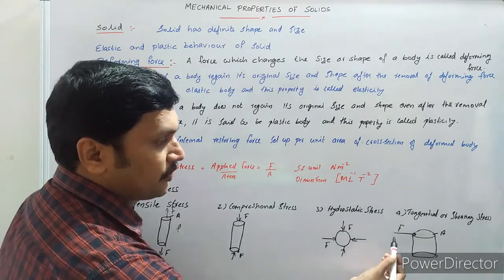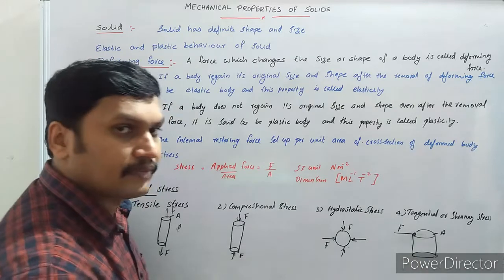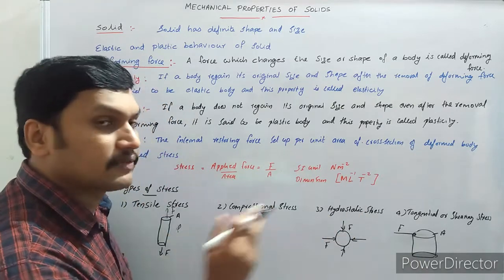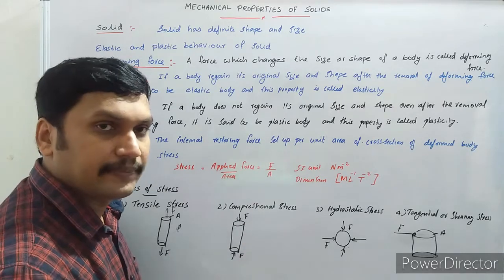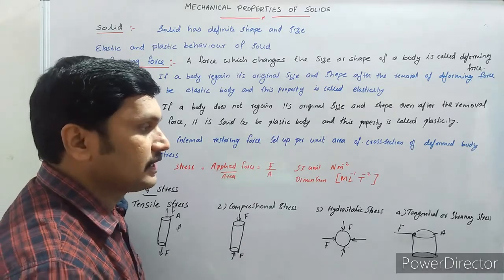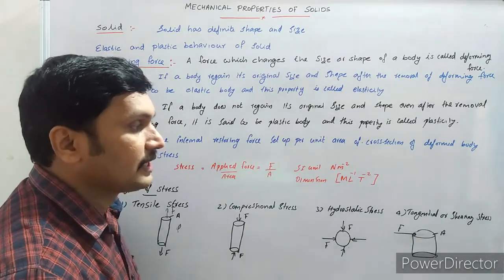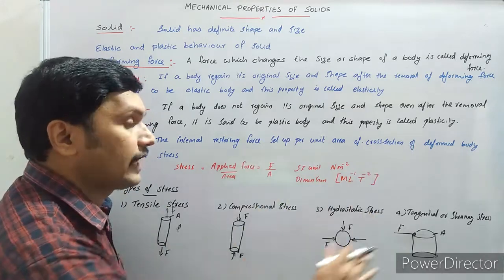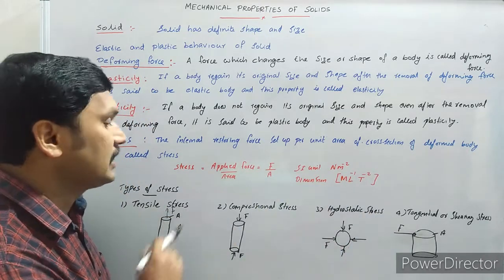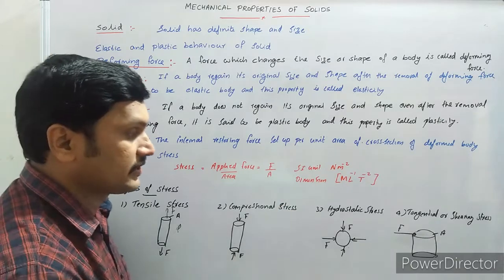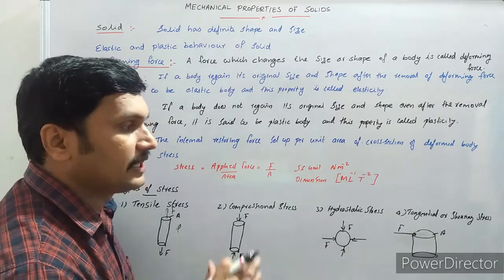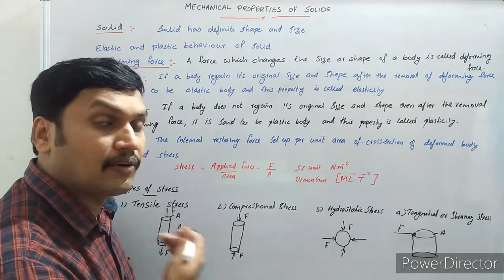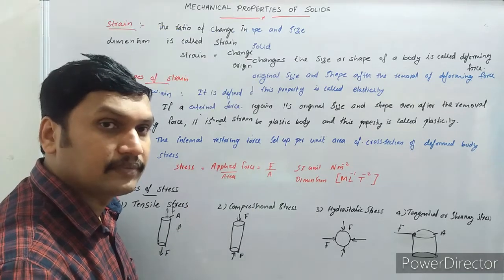And suppose a force is acting on a solid object along the tangent of a surface, such a force will change the shape of the body. So at that time the stress acting on this object is known as tangential stress or shearing stress. So there are different types of stress. One is tensile stress, compressional stress, hydrostatic stress, and tangential or shearing stress. Those are the different types of stress which can act on a body when it is deforming.